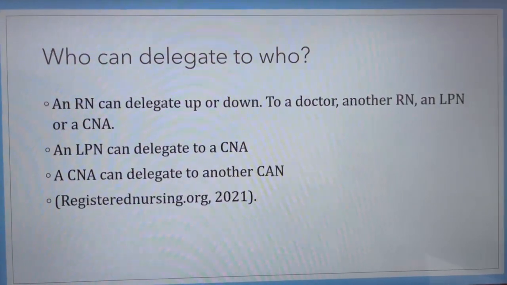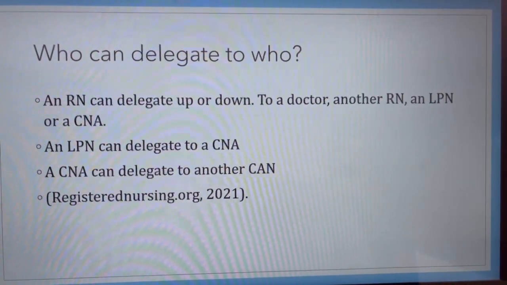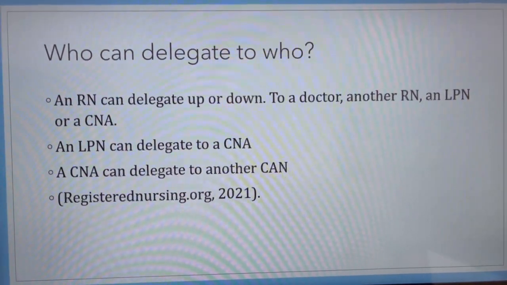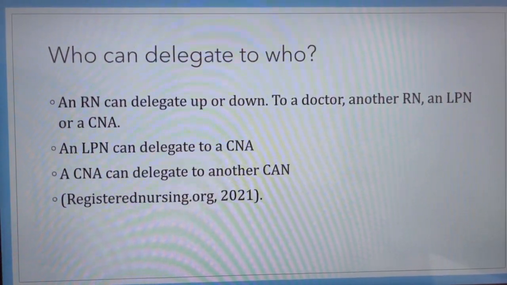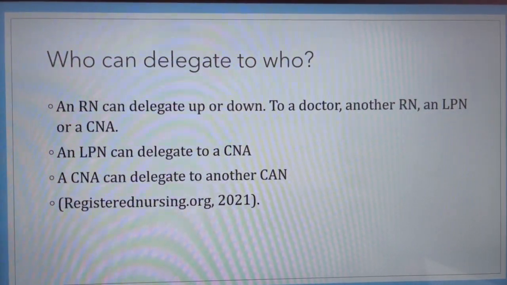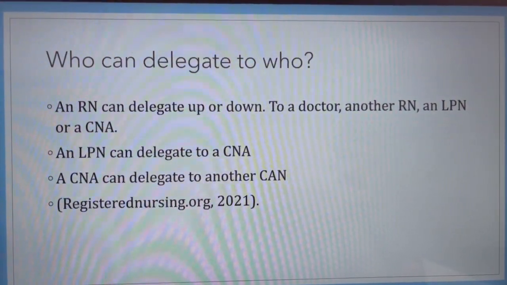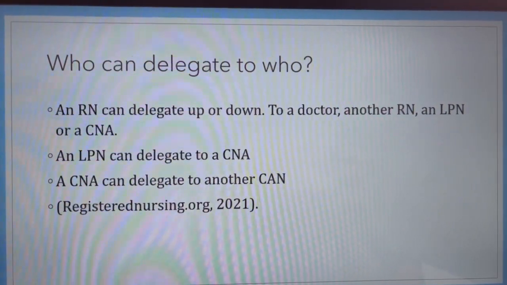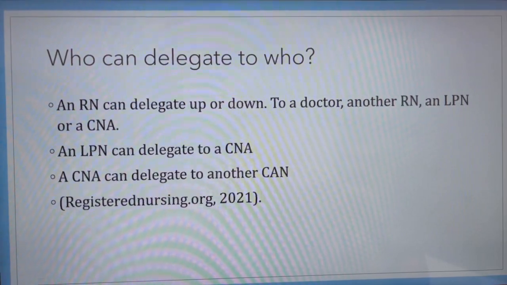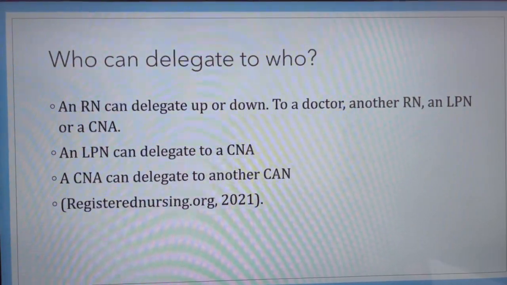Who can delegate to whom? An RN can delegate up or down. For example, if an RN is delegating up, they can ask a doctor for a diagnosis so they can provide care for the patient. Or, if the charge nurse encounters a situation that she needs further help with, she can ask the nurse manager to intervene. This is delegating up.